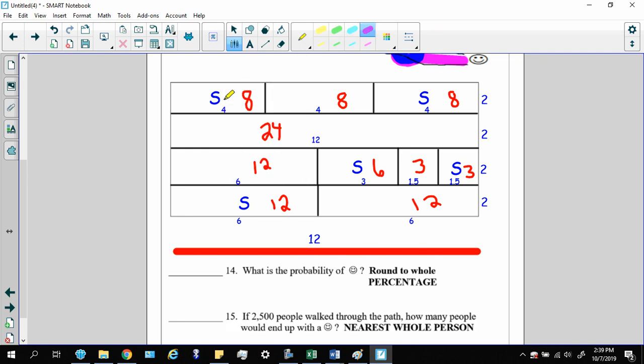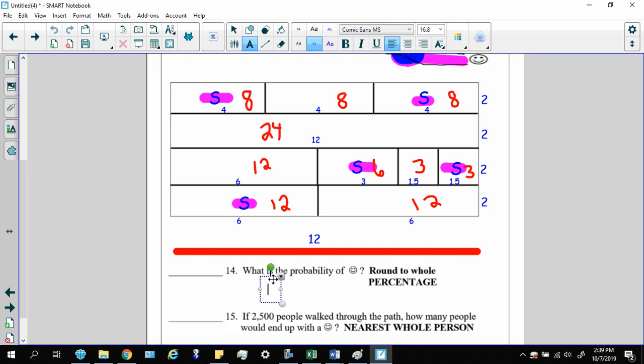Let's go ahead and use the highlighter. That's a win. That's a win. That's a win. What is the probability of a smiley? Well, let's add up all my smileys here. Make that a little bigger so we can see it. That is 8 plus 8, so that's 16, plus 6 plus 3 plus 12. That gives me 37 divided by the whole thing, which is 96. So 37 divided by 96, press enter. That's going to be a rounded 39%.